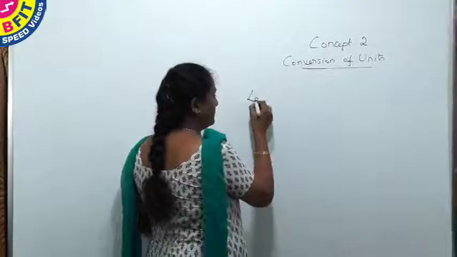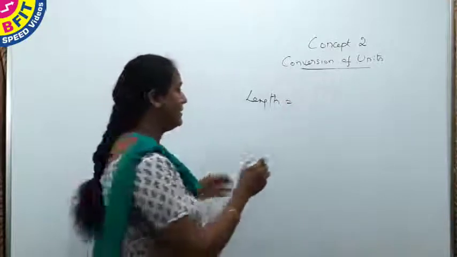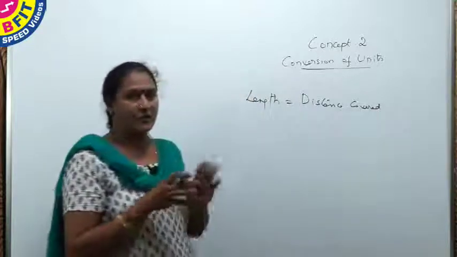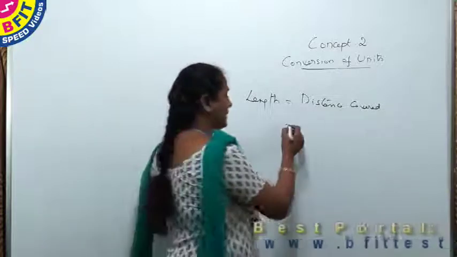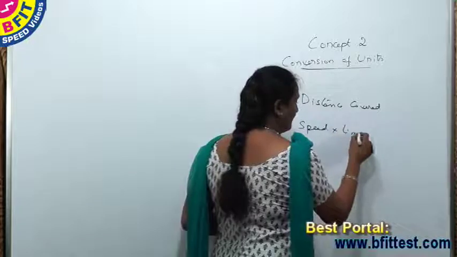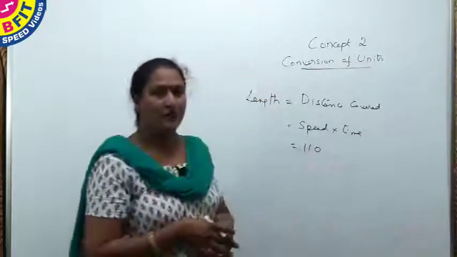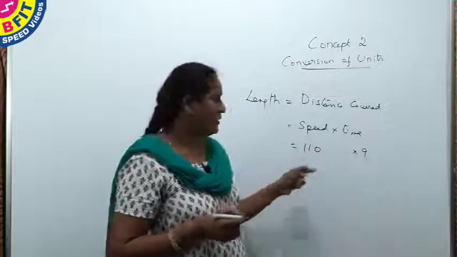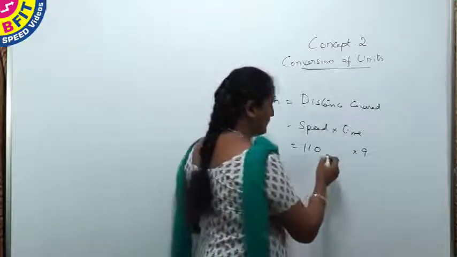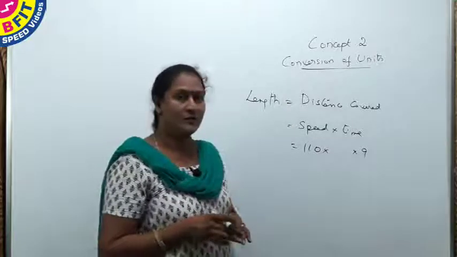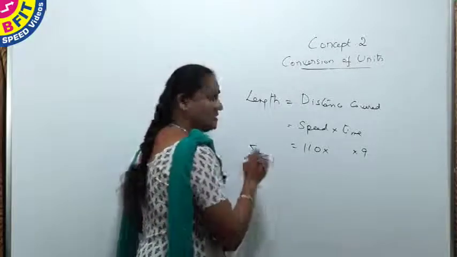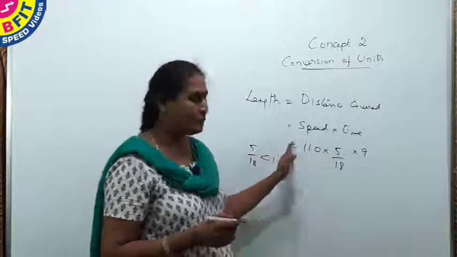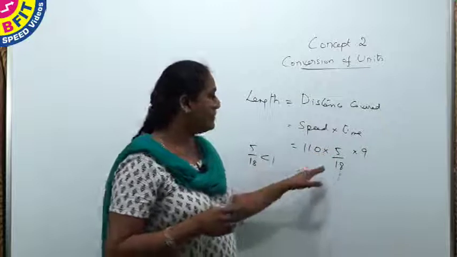So we'll see the working. We are asked to find the length of the train in meters. So length equals the distance covered, because it is crossing a pole where the length of the pole is negligible. Distance is calculated by multiplying speed and time. Here the speed of the train is 110 kilometers per hour and time is 9 seconds. You can't multiply the speed in kilometers per hour and time in seconds. You have to convert the speed to meters per second. So what is the conversion factor from higher units to smaller units? You have to multiply it with the factor 5 by 18, which is less than 1. So multiplying this with 5 by 18, the speed is converted from kilometers per hour to meters per second. And now time you have in seconds itself. So by simplifying this, you get the length of the train.